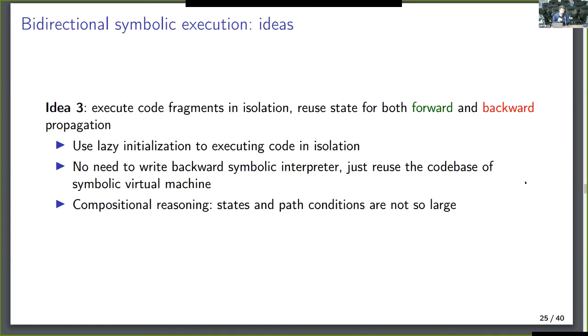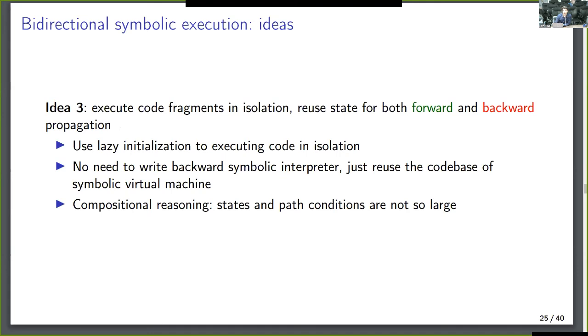And to achieve this, we must use some advanced techniques. One of them is, for instance, the discussed technique of lazy instantiation. This is the technique that will allow us to execute code in isolation. And if we use such an approach, we have no need to write a backward symbolic interpreter, reversing the semantics of every instruction. We may just reuse the code base of existing symbolic virtual machines.